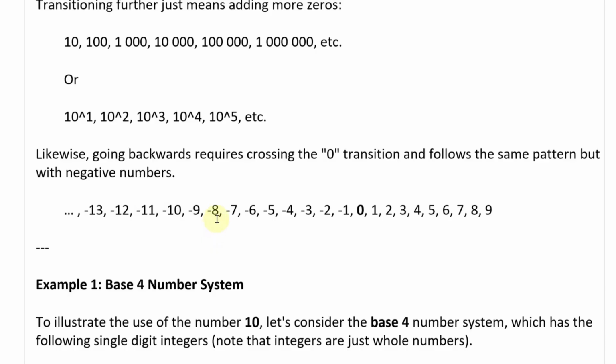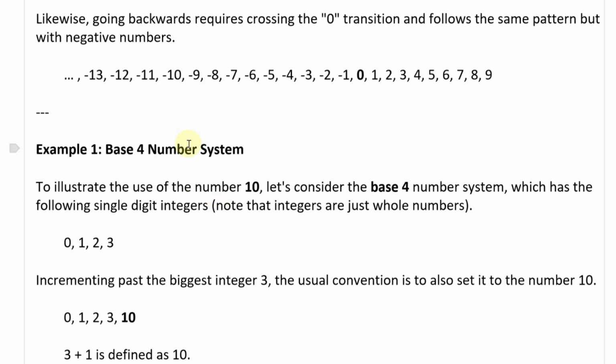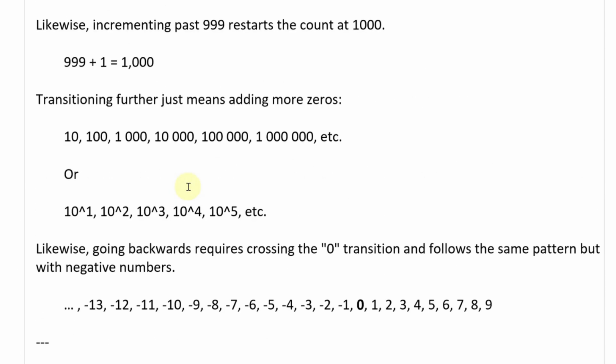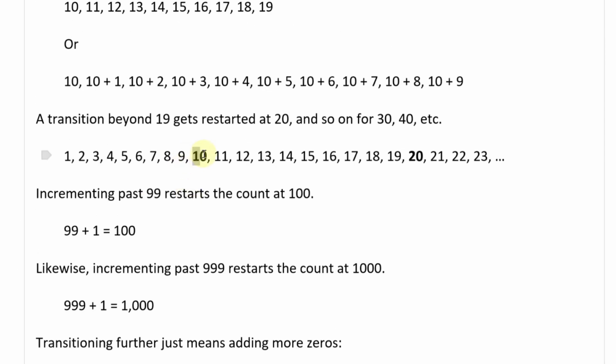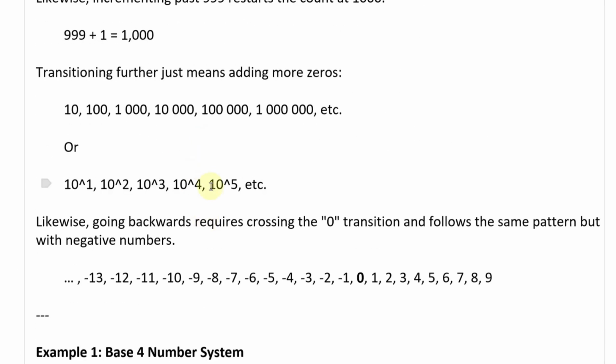So we just add a negative sign there. Yeah, so we've covered base 10, but let's look at an example that involves different bases, just to show that this number 10 can be viewed as a transition beyond the base number system.